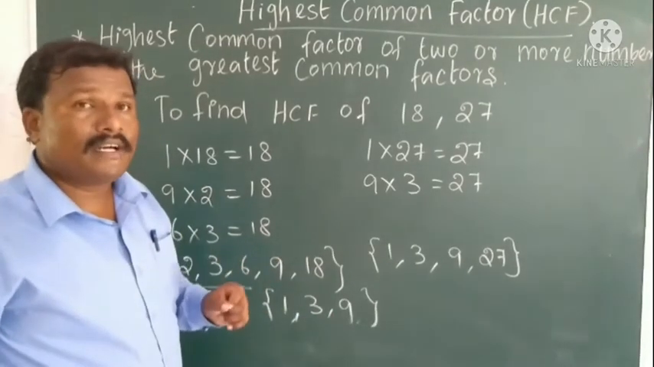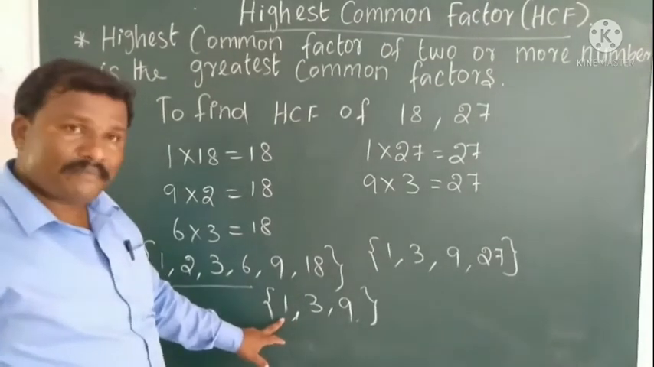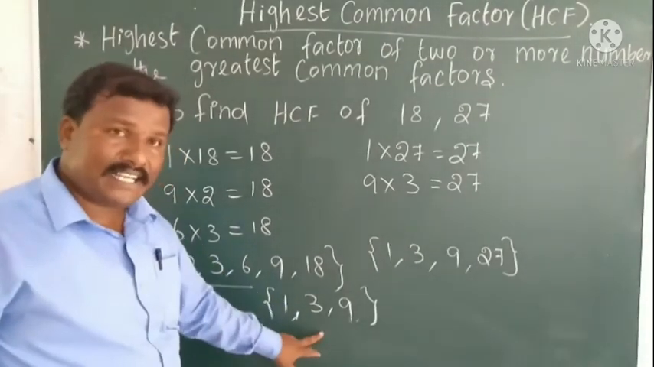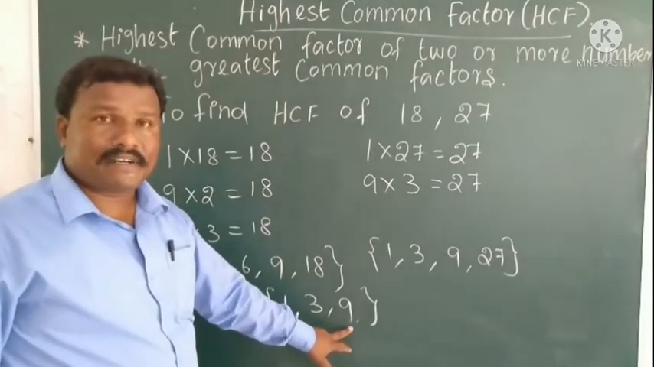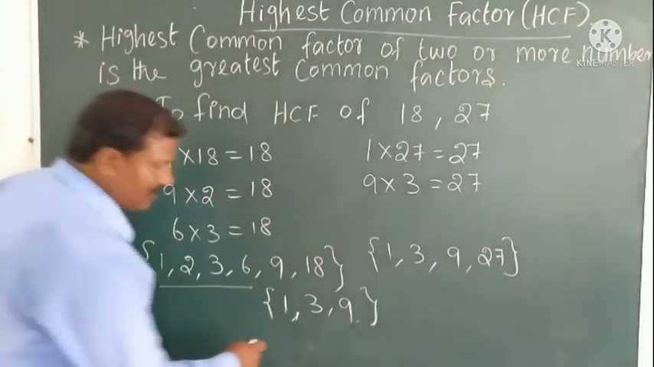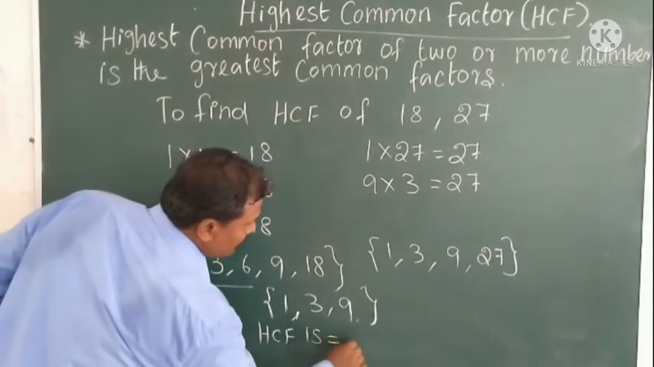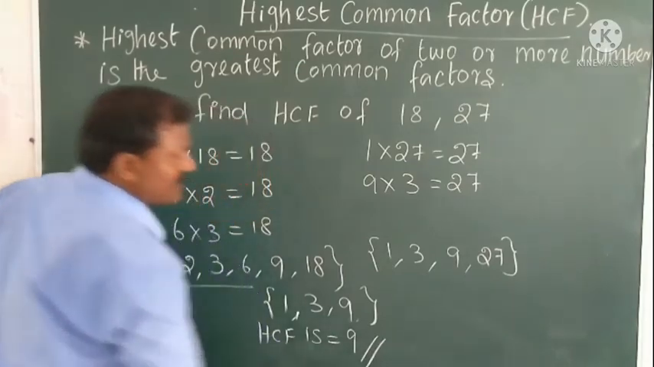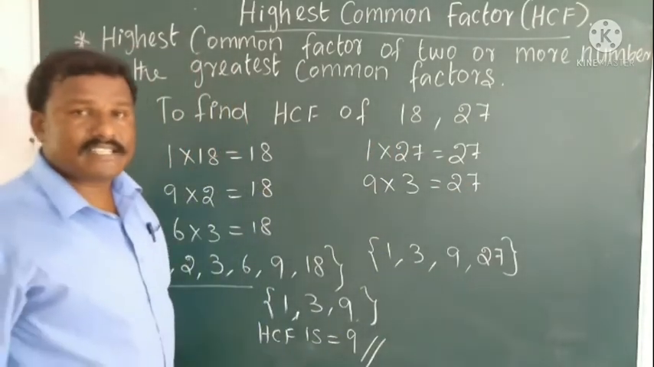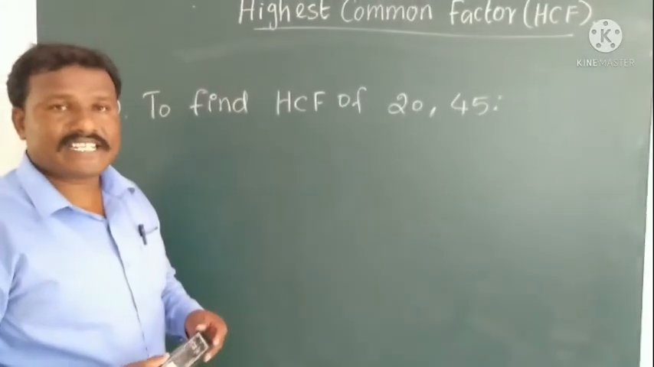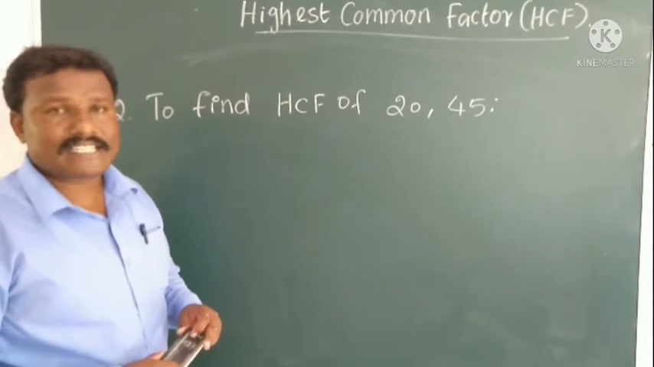Now third step, which is the highest number of the common factor? 1, 3, 9. If you compare these three, 9 is the biggest number. So this is the highest common factor. So HCF is 9, the highest common factor of 18 and 27. This is the answer.